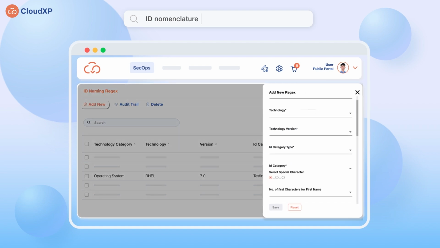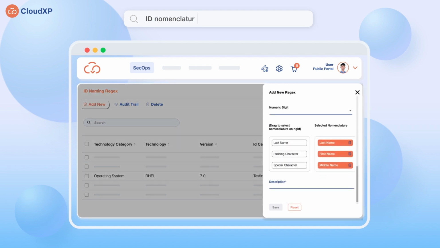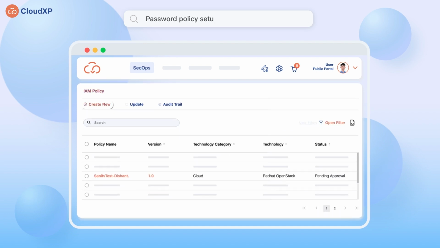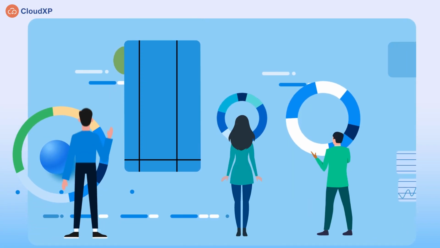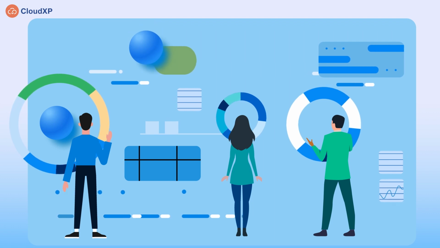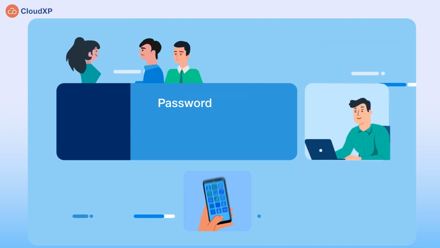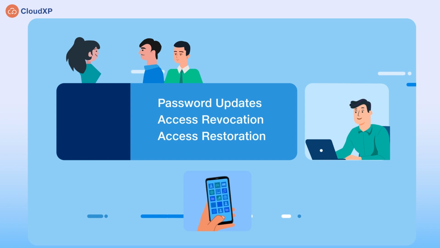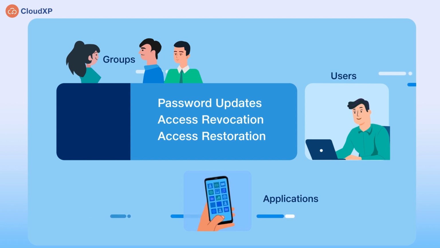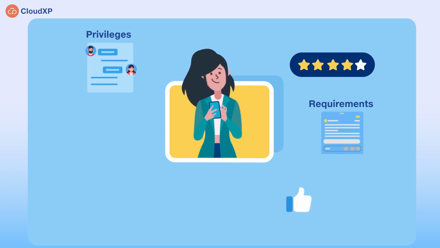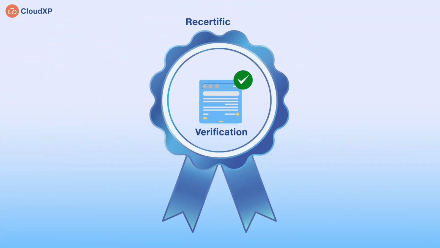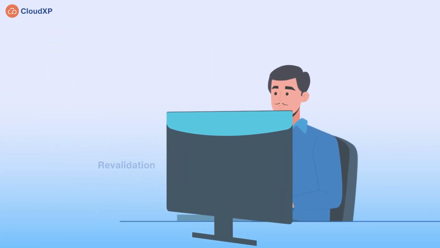Tailor the identity naming specifications to match your organization's needs and configure password policy parameters and implement password policies for robust security. With CloudXP, enterprises can leverage powerful primary and secondary controls to enable seamless management of password updates and access revocation and restoration for users, groups, and applications. Additionally, it routinely conducts reviews of business requirements, privileges, and authorizations through periodic verification, recertification, and revalidation.